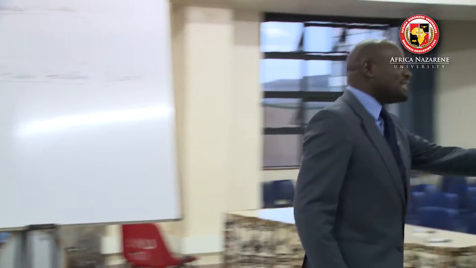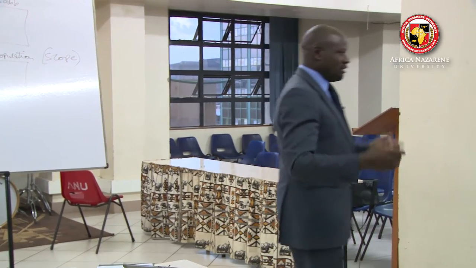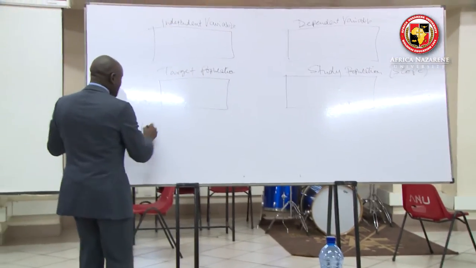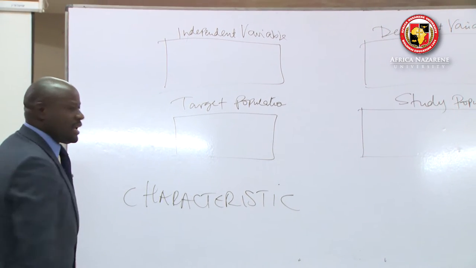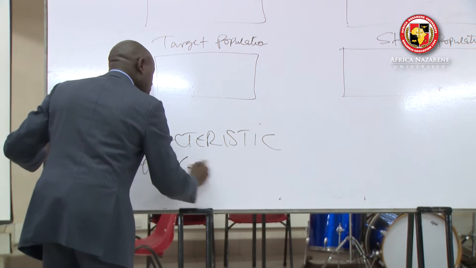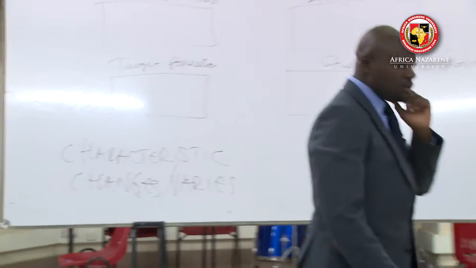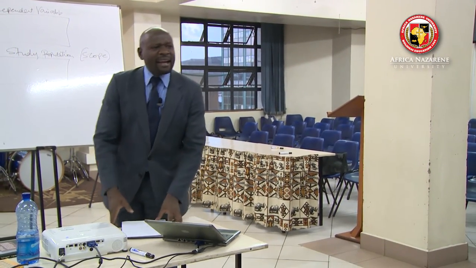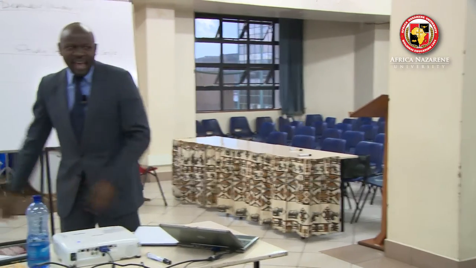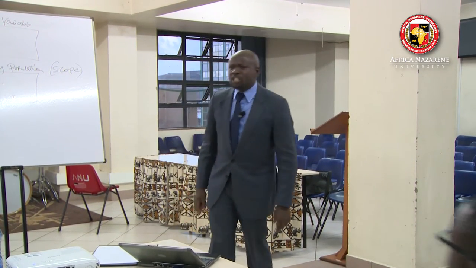Number one, let's go to the basics. What is a variable? The best definition of the word variable is a characteristic. I'm noting down that word, characteristic. And that characteristic changes or varies. I would like to challenge my brother that a characteristic we are talking about here is a characteristic of an entity. So it's not an entity. A variable is not an entity.